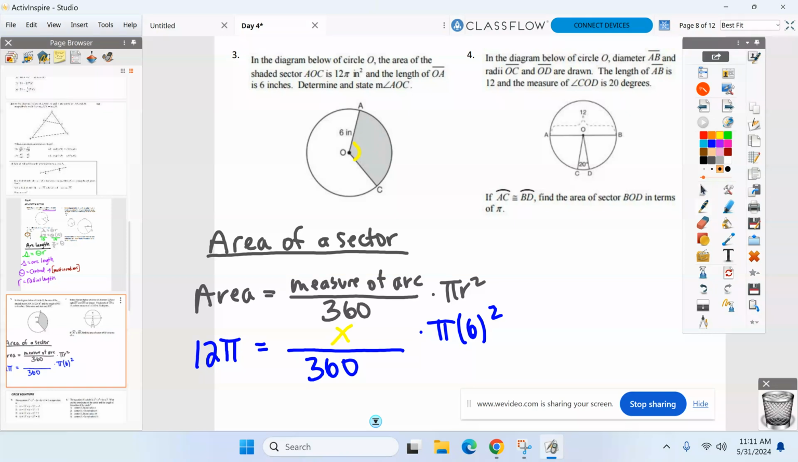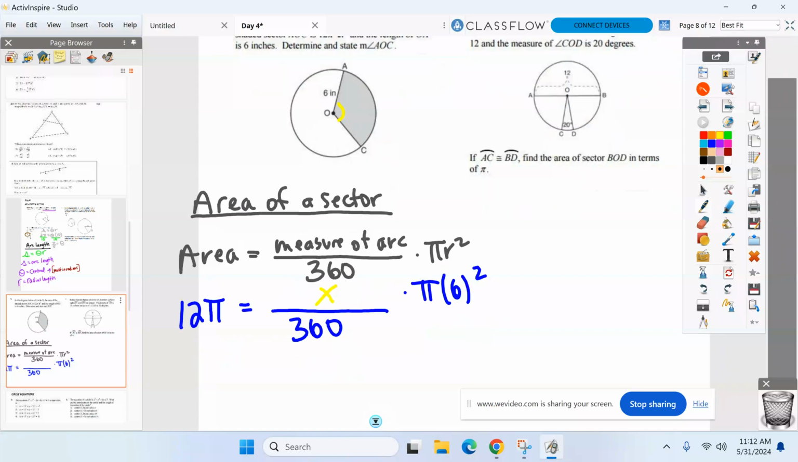Central angle is always equal to the measure of the arc. So it doesn't matter. You find the measure of the arc, you've found the central angle. All right, let's solve for this.